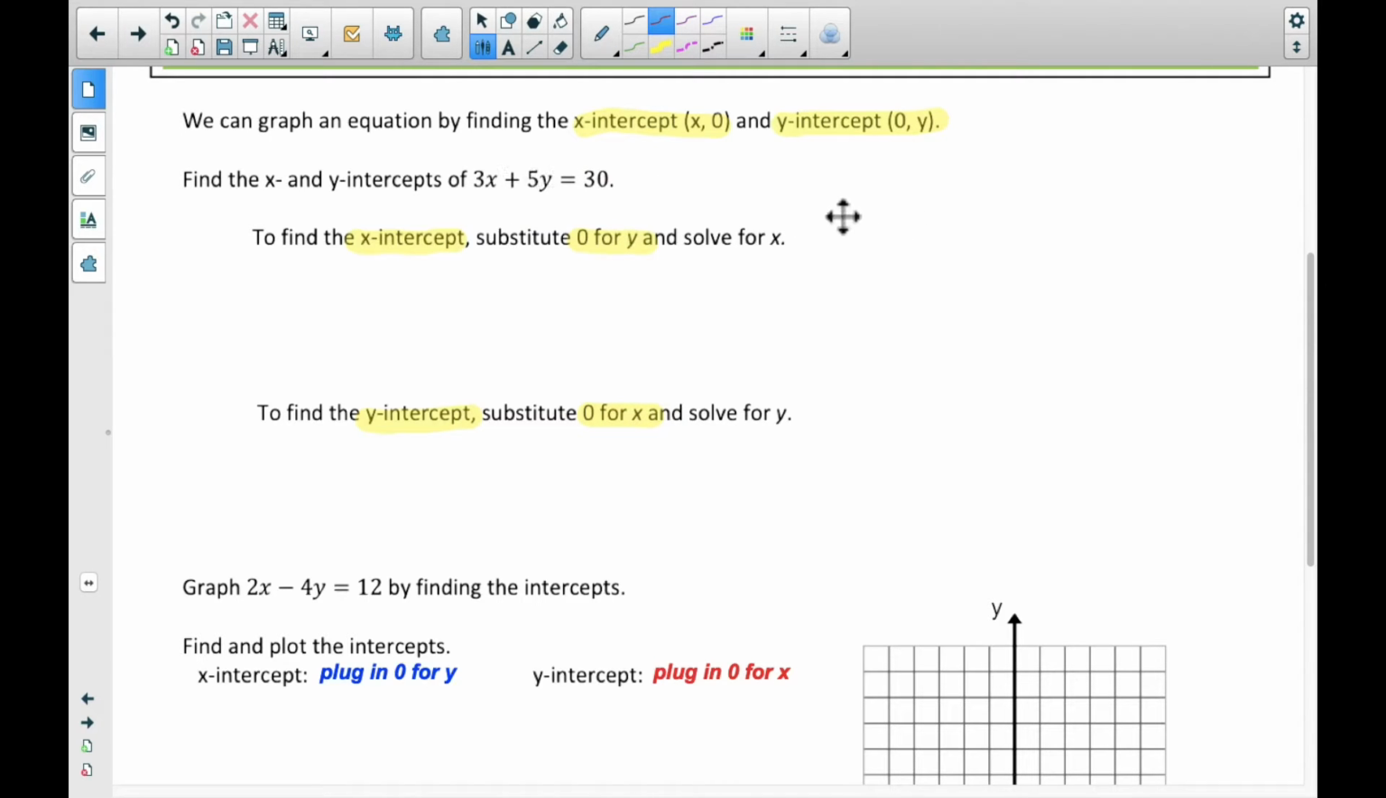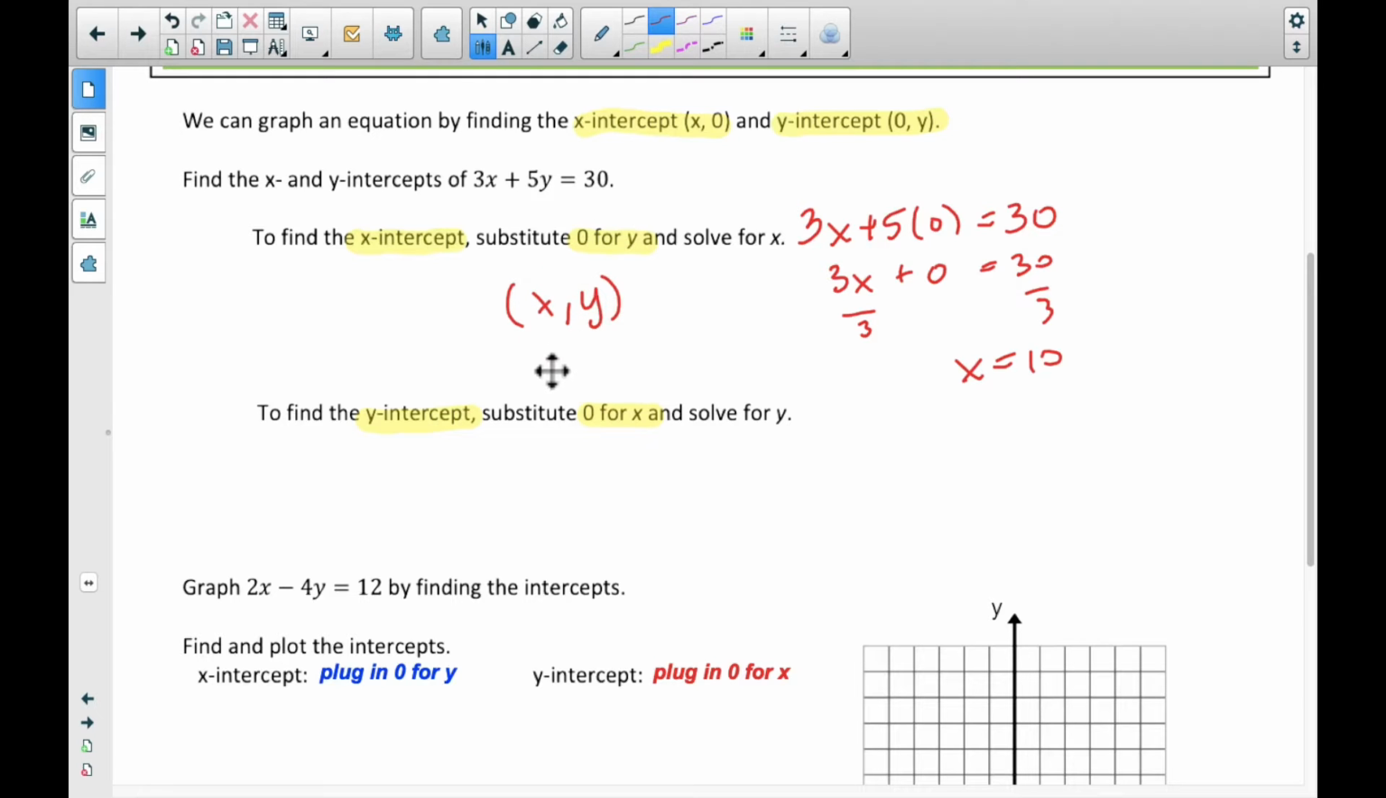So let's take this example and plug in a 0 for y. In other words, we're going to take 3x plus 5 times 0 equals 30. I'm just going to simplify this expression. So this is 3x plus 0 equals 30. I need to divide by 3, and that gives me x equals 10. What that means is I plugged in a 0 for y, and I got a 10 for my x. A coordinate is x, y. So the coordinate here is 10 for the x and 0 for the y. That is my x-intercept.